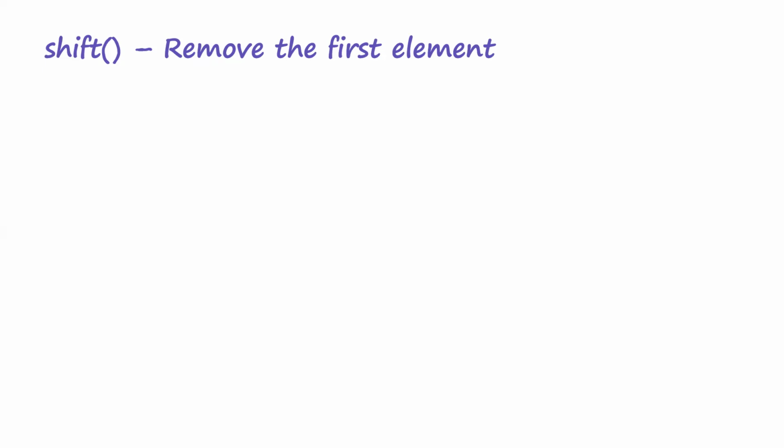The pop method removes an element from the end of the array. It removes the last element. But the shift method removes from the beginning of the array, which means it removes the first element. So if you want to remove the first element, you use the shift method. If you want to remove the last element, you use the pop method. So these are basically the difference.